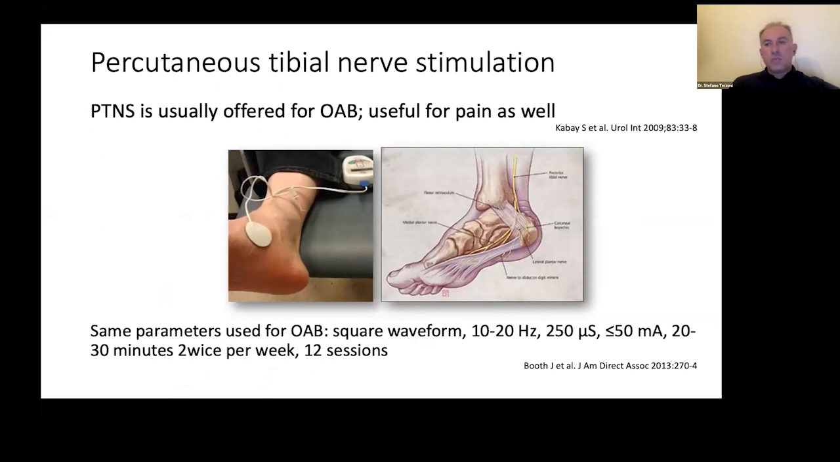Several times in this presentation, I mentioned percutaneous tibial nerve stimulation. This was introduced by Stoller in the 80s, in 83 or so. It's called PTNS. It's usually offered for overactive bladder, for which it works particularly well, but it's also used for pelvic pain. What is the rationale?